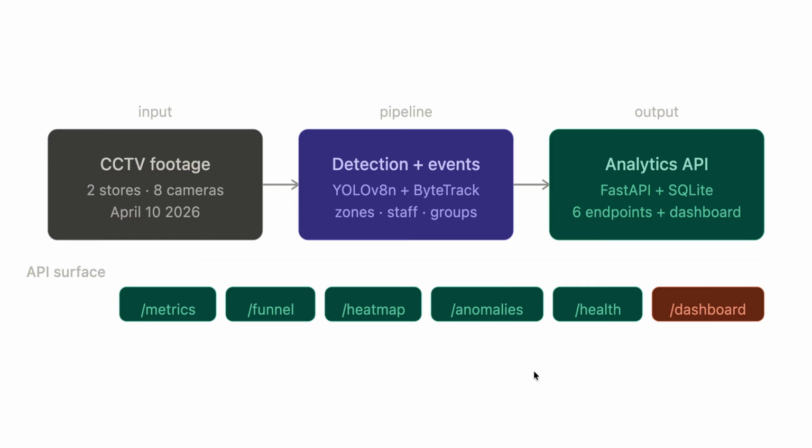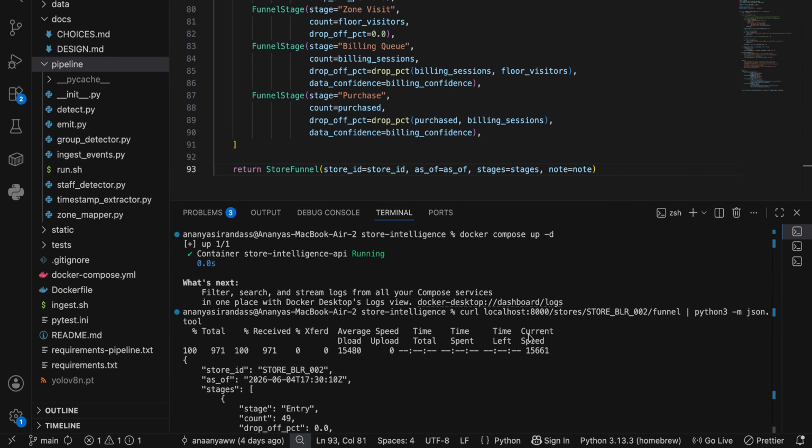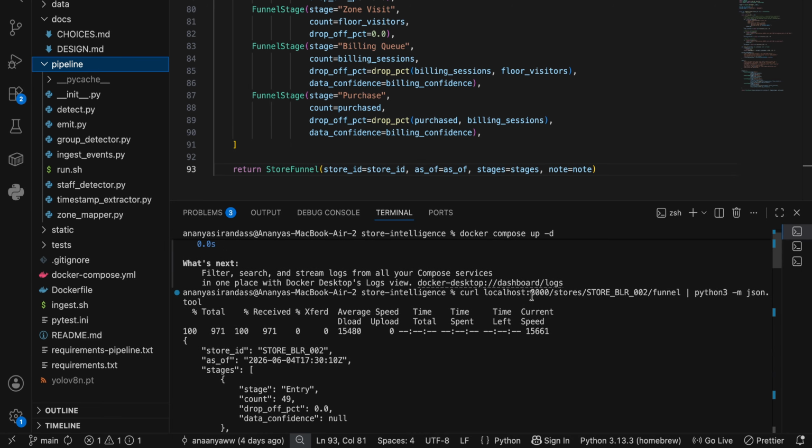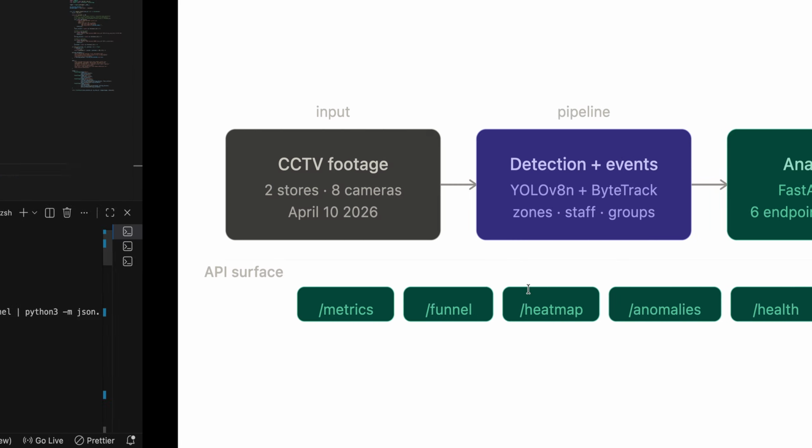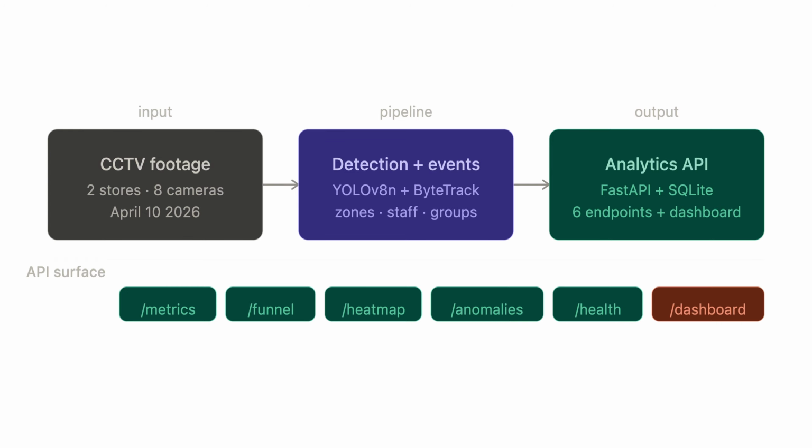So, Purple Tech Challenge, a store intelligence system that takes raw CCTV footage and turns it into a live retail analytics API. Let me start exactly from the beginning. Docker Compose up, and that's it. One container, no configuration, no database setup. The API is running with this.